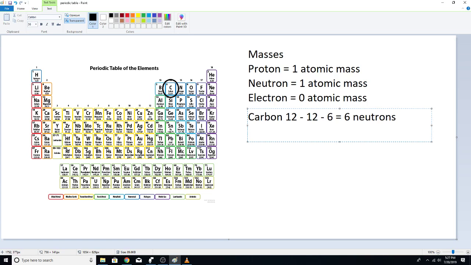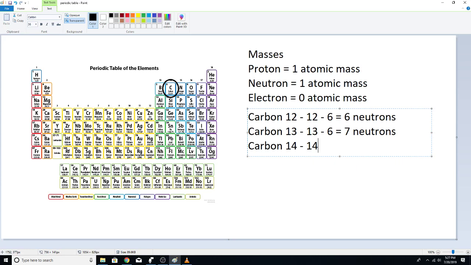So let's apply the same reasoning to carbon 13. 13 is the total mass. We know that the number of protons can't change, remember that, so it's minus 6. Therefore, 7 neutrons. We'll do the same for carbon 14. It has an atomic mass of 14. The proton number cannot change, so it's 14 minus 6. That equals 8 neutrons.